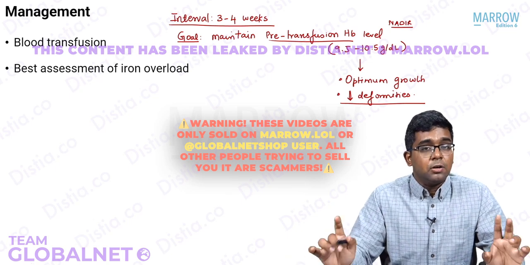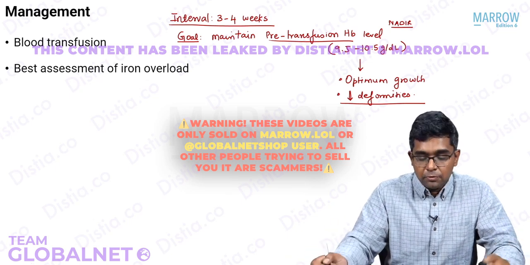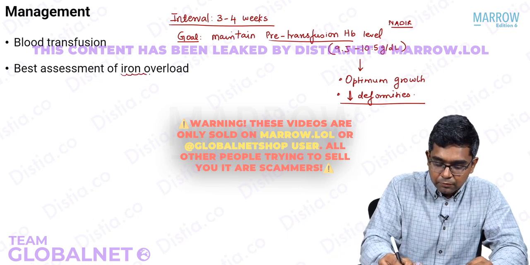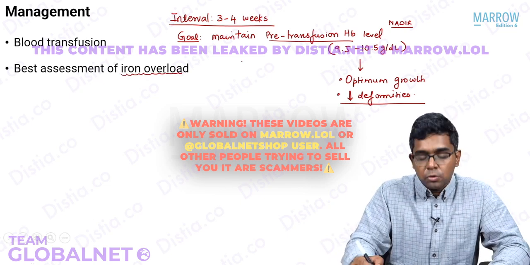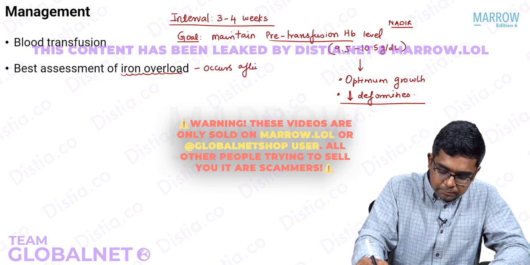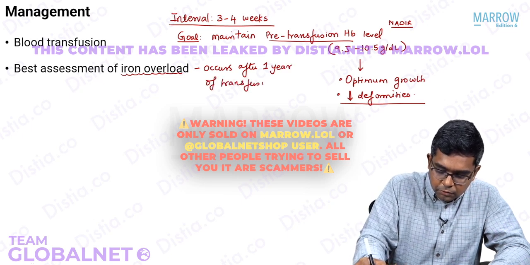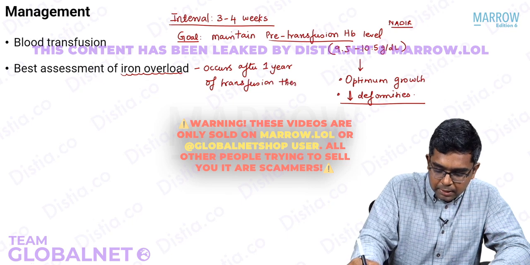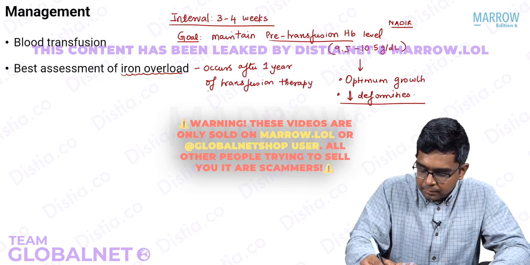What is the problem of this regular blood transfusion? As I told you before, it is iron overload. Very, very important. An iron overload usually occurs after 1 year, okay, after 1 year of starting transfusion treatment or after 1 year of transfusion therapy.